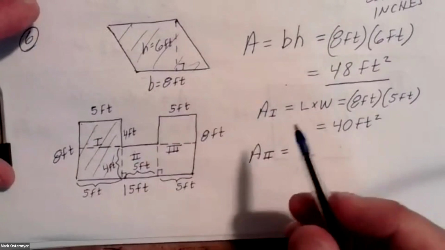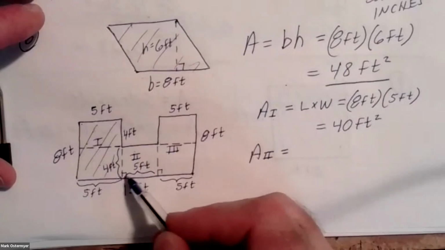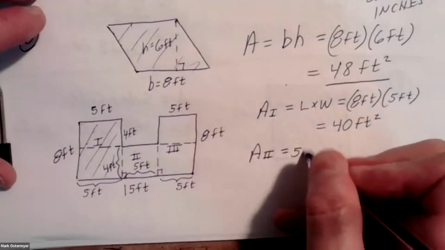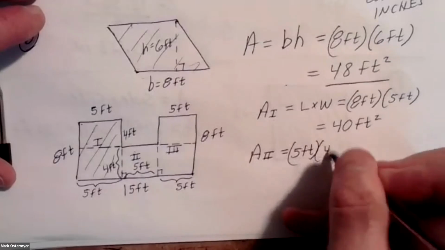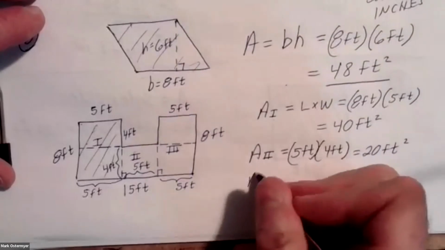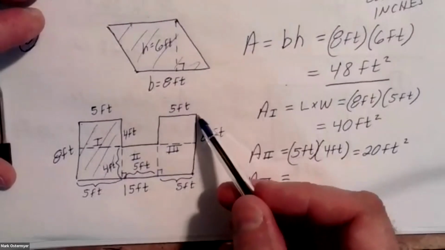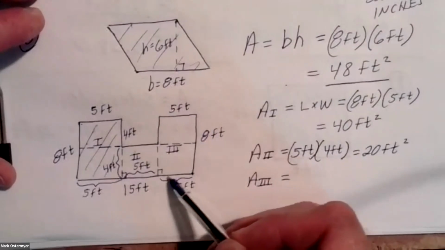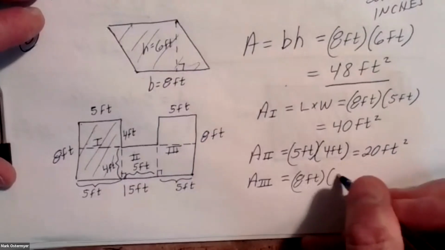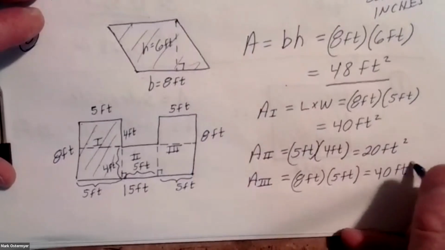So the area of rectangle 2 is going to be 5 feet times 4 feet, and that's going to net us 20 square feet. Finally, the area of rectangle number 3, whose dimensions would be 8 feet by what? 5 feet. So it's 8 feet times 5 feet, or 5 feet times 8 feet. That gives you 40 square feet.